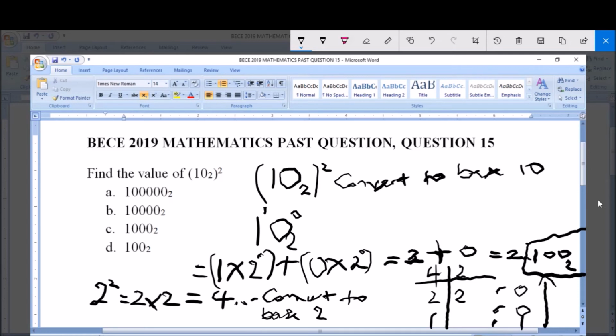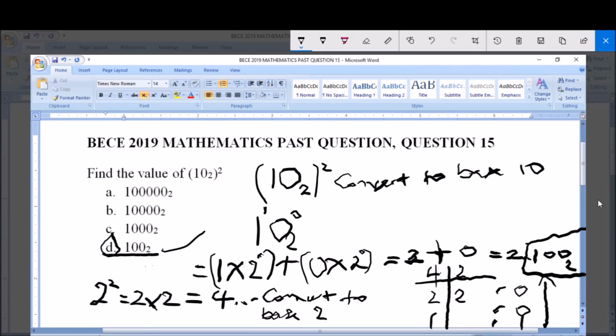Now from the options here, Option D says 100 in base 2. If you look at the other options from A, B, C to D, it's only D that has 100 in base 2, meaning that D corresponds with our answer. So D here is our answer.